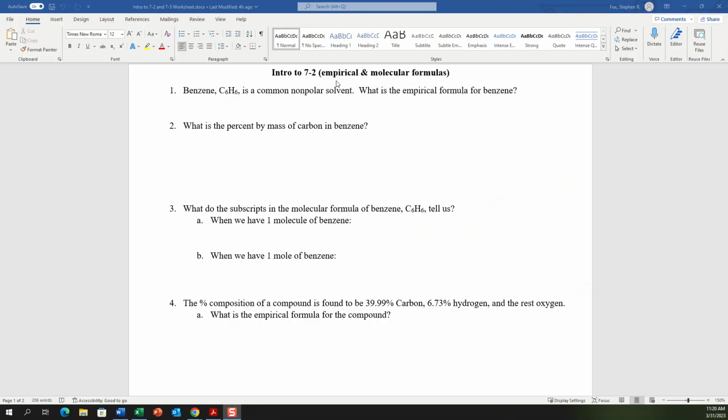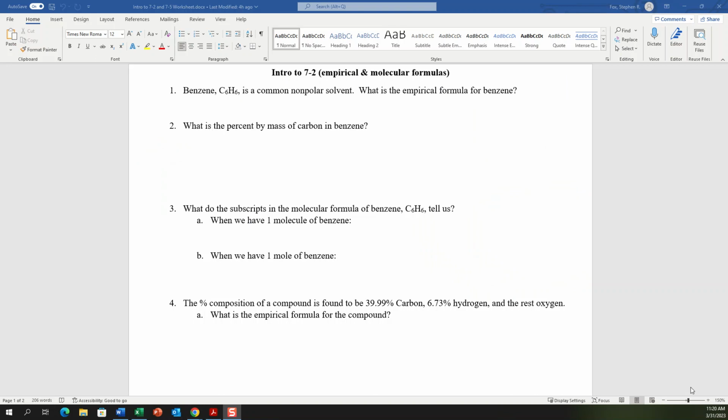We had a worksheet that went through basically all the things that you'll need to do in this part of Unit 7, and all this video is just going over that worksheet. Topics covered: molecular versus empirical formulas, and what percent by mass is. And the main thing is, if given percent by mass, percent composition of a compound, you need to be able to come up with the empirical formula of the compound. Okay, so let's just jump right into it. So this is the worksheet we're going over, intro to 7-2 empirical and molecular formulas.